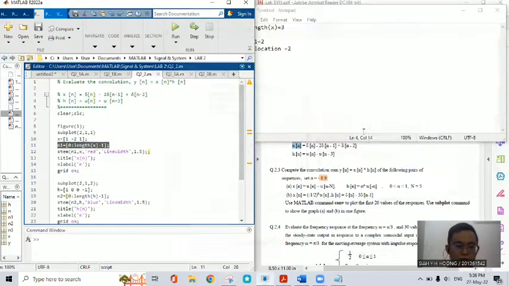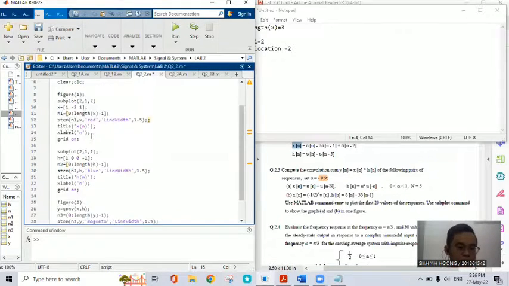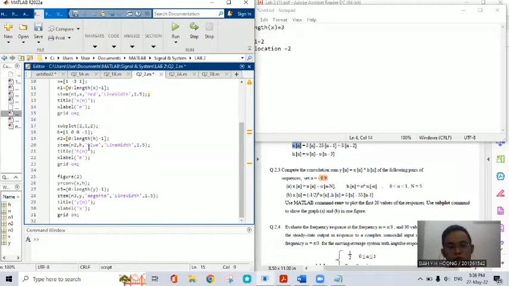After that, I'm going to plot my graph using the stem function, which plots against n1, and this n1 is the time instant for my graph. After that, I set my graph to red color, and the width of my line is set to 1.5. Then we declare the title, declare the x-axis, and turn on the grid. After that, we're going to plot our impulse response.